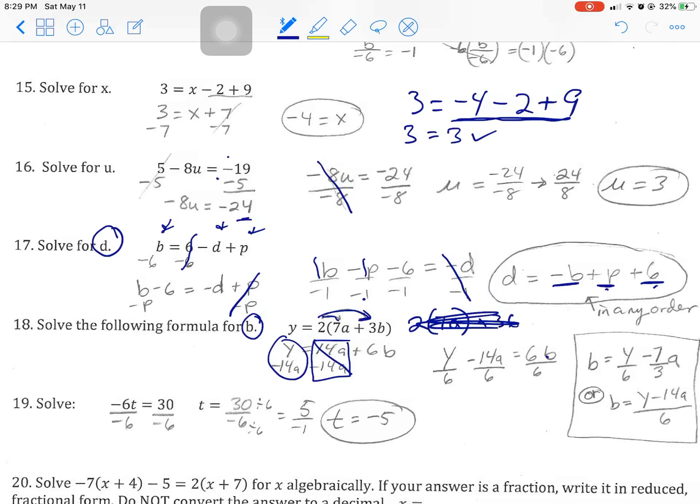Now, over here on this side, there's a 6 in front of the B, so we're going to isolate the B by dividing by 6. Okay, so this one divided by 6 and that one divided by 6. So either of these answers are acceptable for that one.